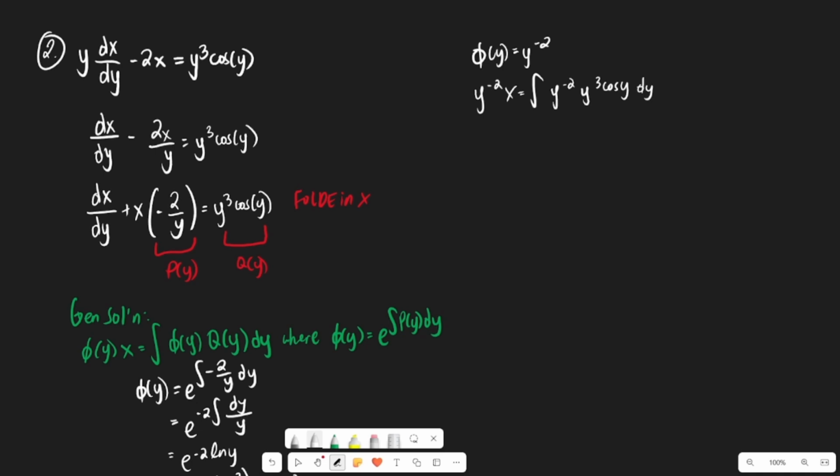So let's simplify. This is going to be x over y squared is equal to the integral of y raised to negative 2 times y cubed, which just becomes y, so this is y cosine y dy. Now, in order to integrate y cosine y dy, we need to use a technique called IBP, or integration by parts.